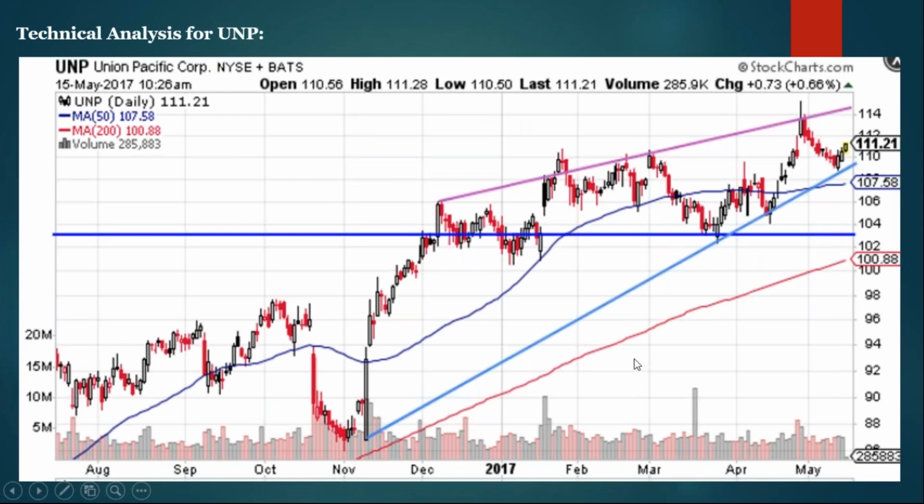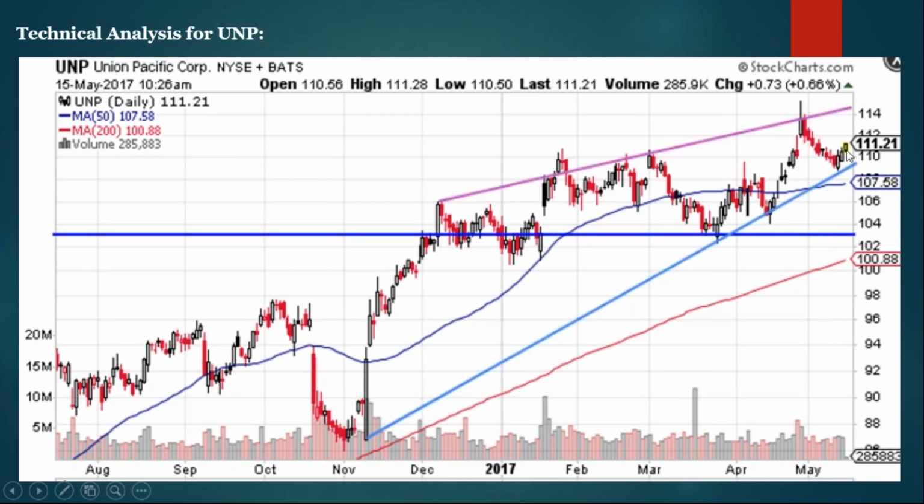This is UNP. We have UNP calls, and the logic is the same. It came down here, hit the support. This is the day we bought the calls. If it hits support and it's bouncing up, and then next day it's also bouncing up, what's the probability that it will continue going towards 114? Chances are high. Chances are low that it will break. If it breaks 107, we'll be out.